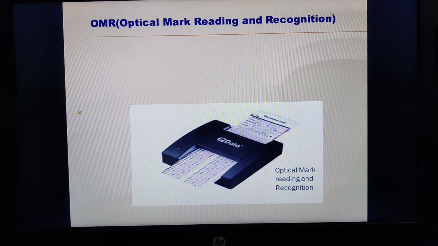In our previous video class, we had discussed what is an input device, what is a keyboard, the different types of keyboard, and we have also discussed the mouse and the joystick. Before we proceed, let us have a quick glance at the previous topic.